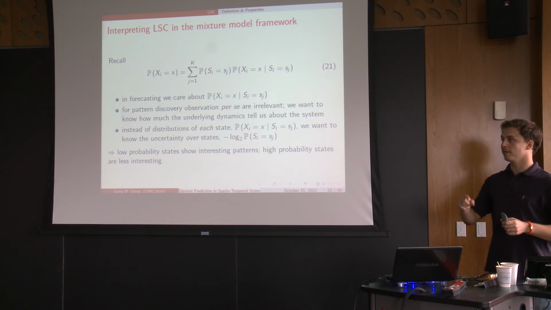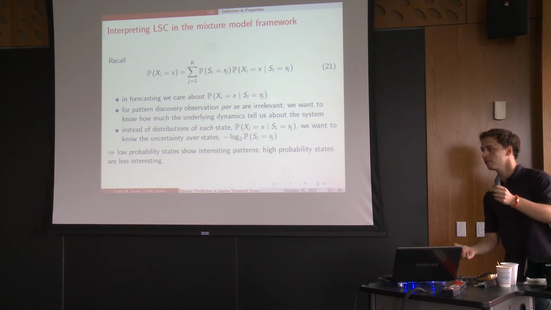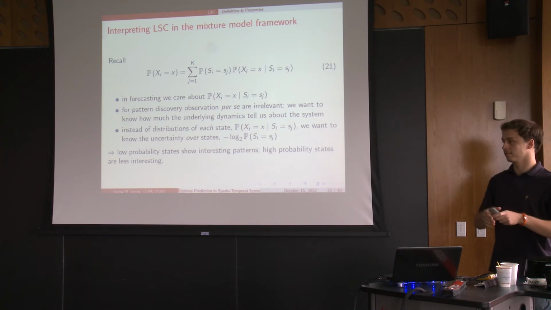If you have a video and there's only one pixel different, well, this will be a different state, and the probability that it occurs will be very, very low. So this will be the interesting part in the video.